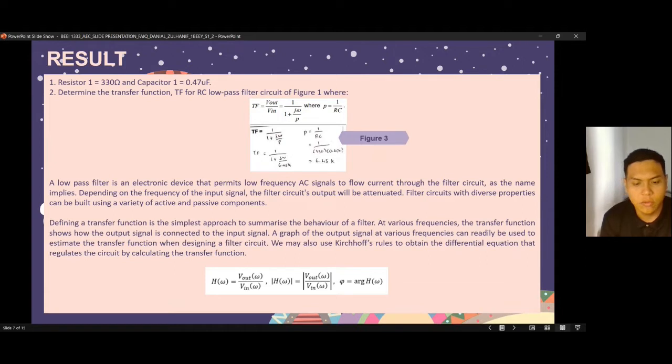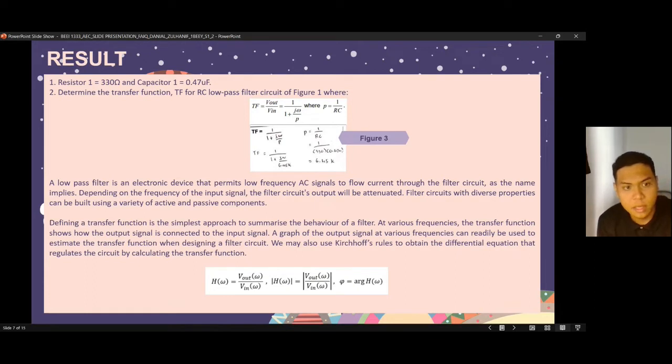Firstly, we assign the value of resistor 1 equal to 330 ohm and capacitor 1 equal to 0.47 microfarad. Secondly, we determine the transfer function TF for the RC low pass filter circuit of figure 1 in the previous slide, where we got the value of TF equal to 1 over 1 plus j omega over 6.45k, where the value of 6.45k is from 1 divided by RC, as from figure 3 above.